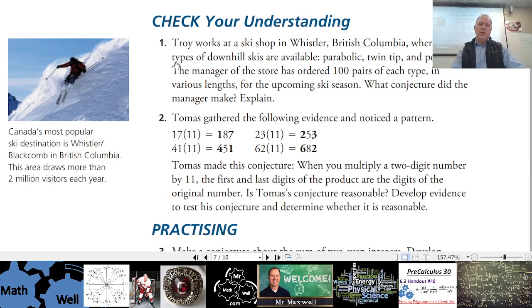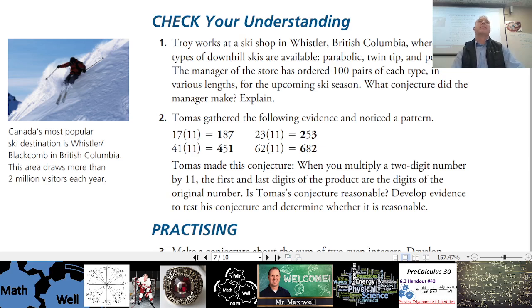Question number one says, Troy works in a ski shop in Whistler, BC, where 3 types of downhill skis are available: parabolic, twin tip, and powder. The manager of the store has ordered 100 pairs of each type in various lengths for the upcoming ski season. What conjecture did the manager make? Explain. Before he ordered, what conclusion or what assumptions was he making? What idea did he have that was going to happen? So give me your answer from number one, someone.